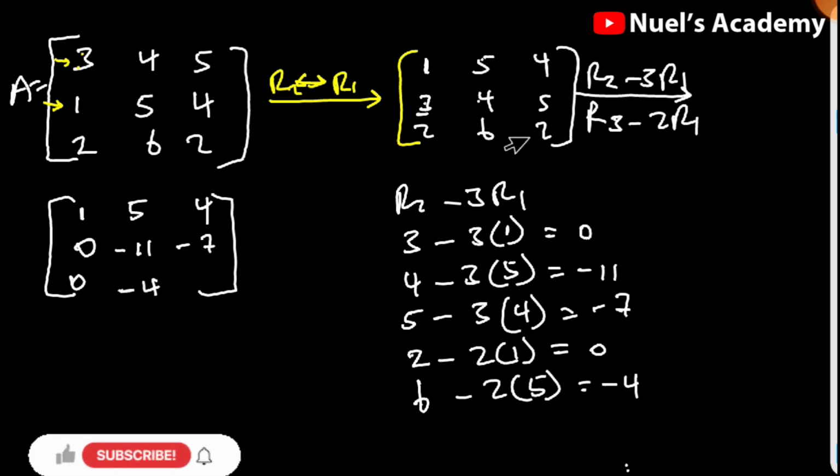And last but not least, this 2: we have 2 minus 2 multiplied by this 4 here. So 2 minus 2 times 4, which is 8. 2 minus 8 is equal to -6. And so we write -6 here.